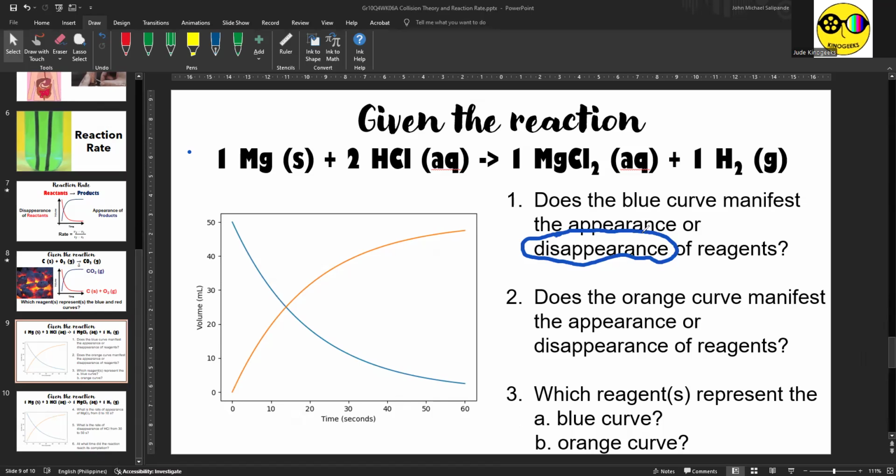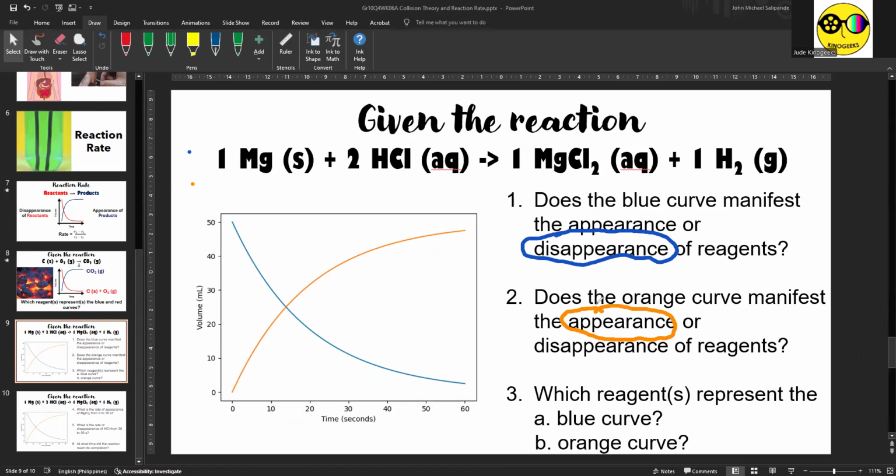Okay? Now, for number 2, does the orange curve manifest the appearance or disappearance of reagents? And as you can see, the trend for the orange curve, no, it increases over time. So we have the appearance of reagents.